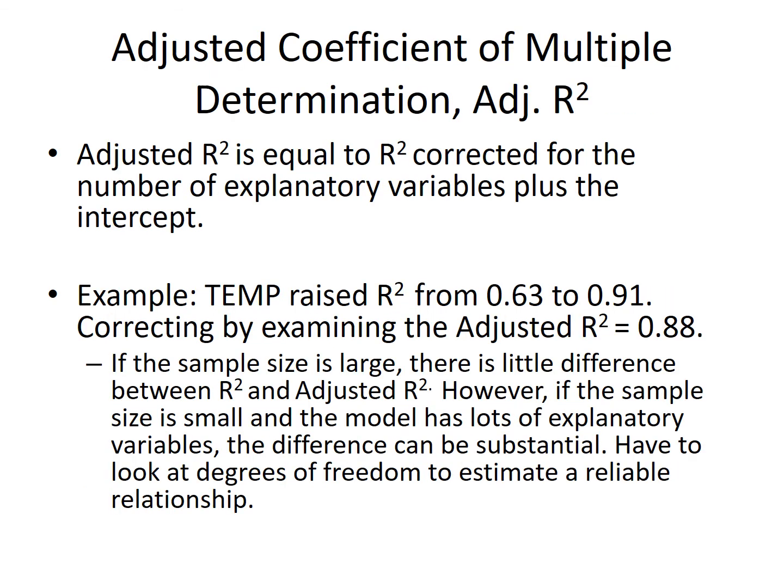So the adjusted coefficient of multiple determination, or adjusted R squared, is equal to R squared corrected for the number of explanatory variables plus the intercept. So if temperature raised R squared from 0.63 to 0.91, and we look at the corrected adjusted R squared, it's 0.888. So if the sample size is large, there's little difference between R squared and adjusted R squared. But if the sample size is small, then there can be a lot of variance or differences between the R squared and adjusted R squared. And you want to report the adjusted R squared because it takes into account whether the sample size is big or small.